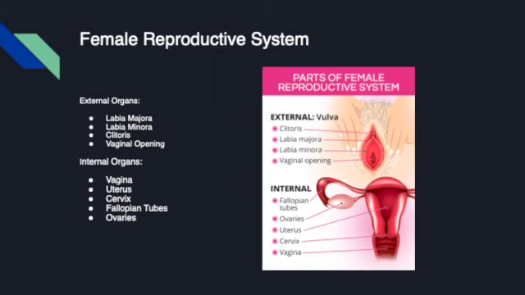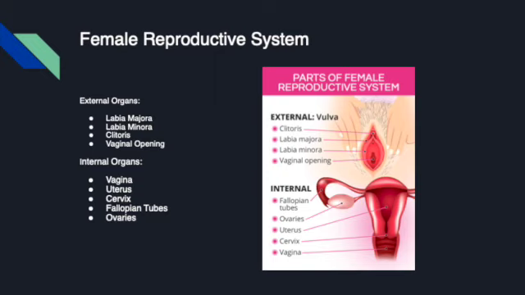The internal organs of the female reproductive system include the vagina, which is a muscular elastic canal that extends from the cervix to the external genitalia. It serves as a site for sexual intercourse, the birth canal, and the passage for menstrual flow. Second, we have the uterus. The uterus is a pear-shaped muscular organ where a fertilized egg implants and develops into a fetus. Thirdly, we have the cervix, which allows fluids to pass between the uterus and the vagina, and also enables the baby to travel through the vagina during childbirth.